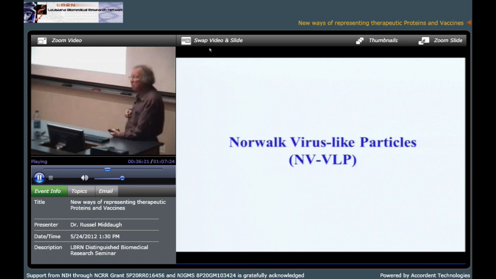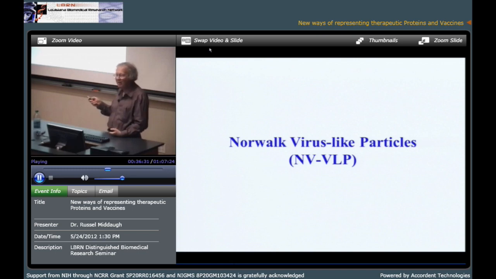Here's a virus-like particle. This is one we continue to work on. This is work with a company called Ligasite, which is located in Bozeman, Montana. Nice place to have a company. I'm on their scientific board, and I always enjoy my trips there. It is a virus-like particle.